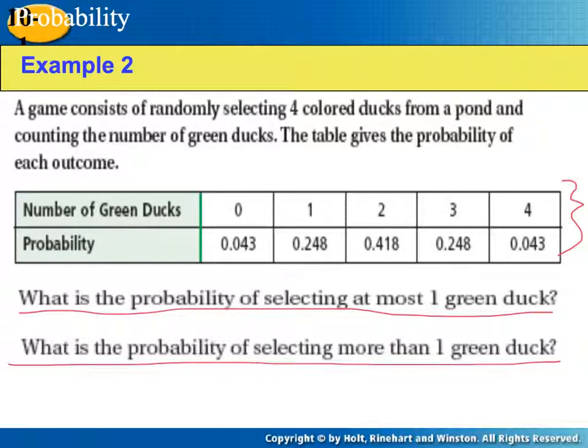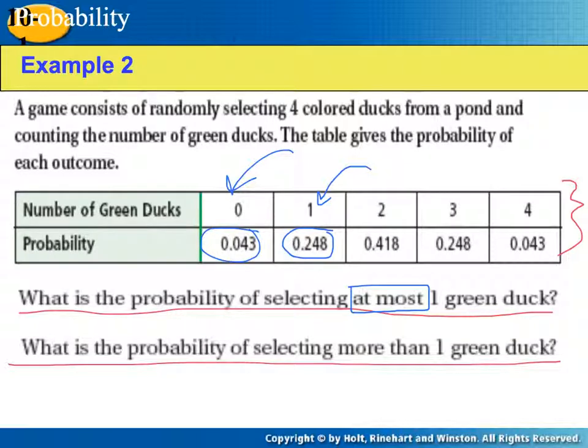It says, what is the probability of selecting at most one green duck? I want to find at most one green duck. Looking at this table, if I'm selecting at most one green duck, could I pick 0 green ducks? Yeah, I'd be pretty sad, but yeah, I can pick 0 green ducks. At most one green duck, could I select 1 green duck? Yep, that would satisfy that problem. Could I select 2 green ducks?